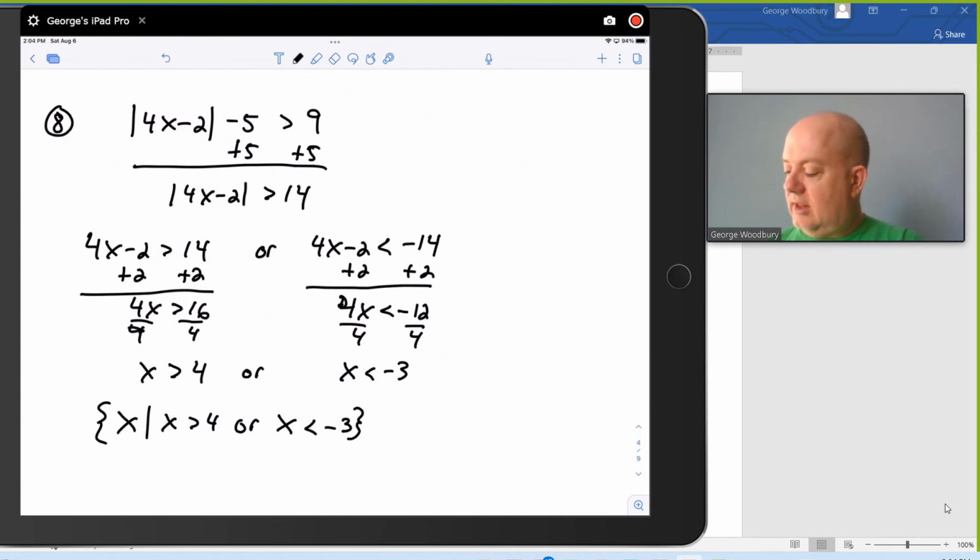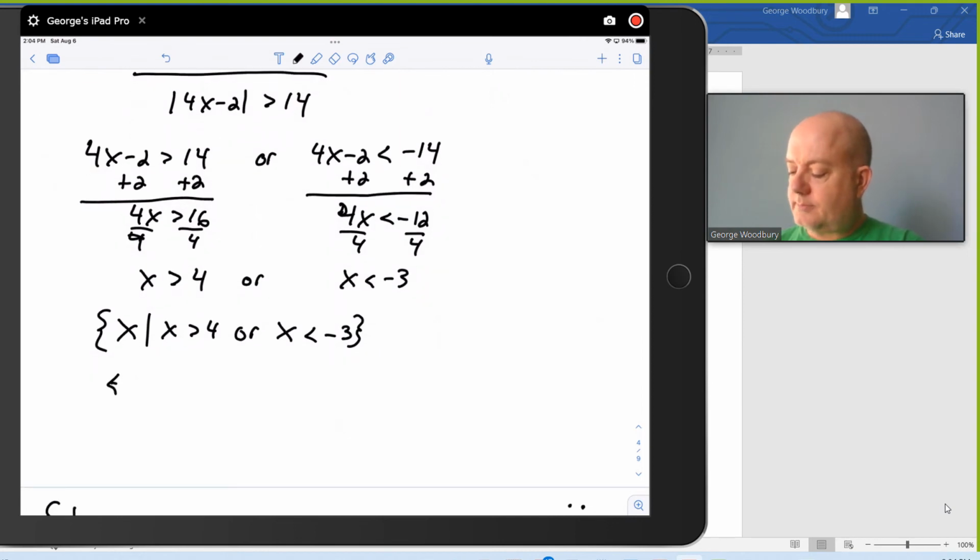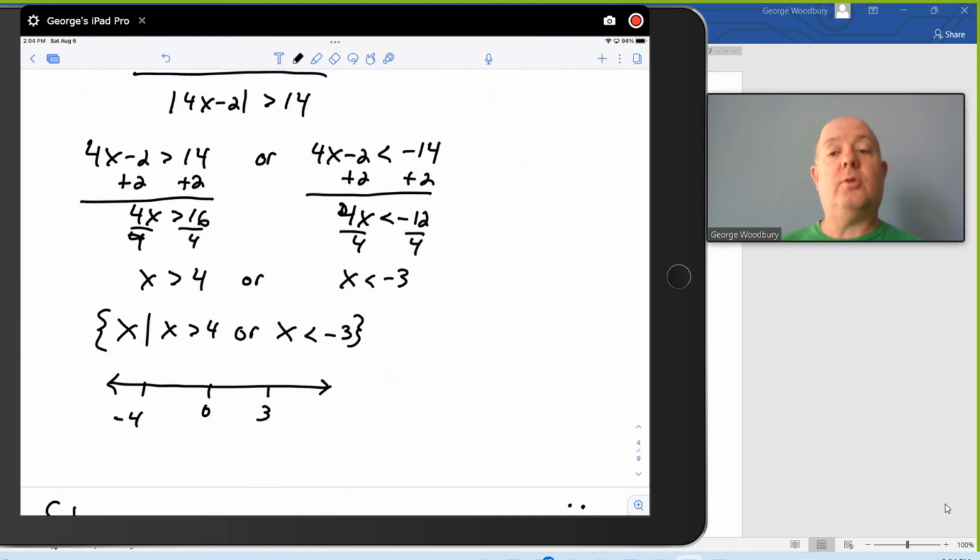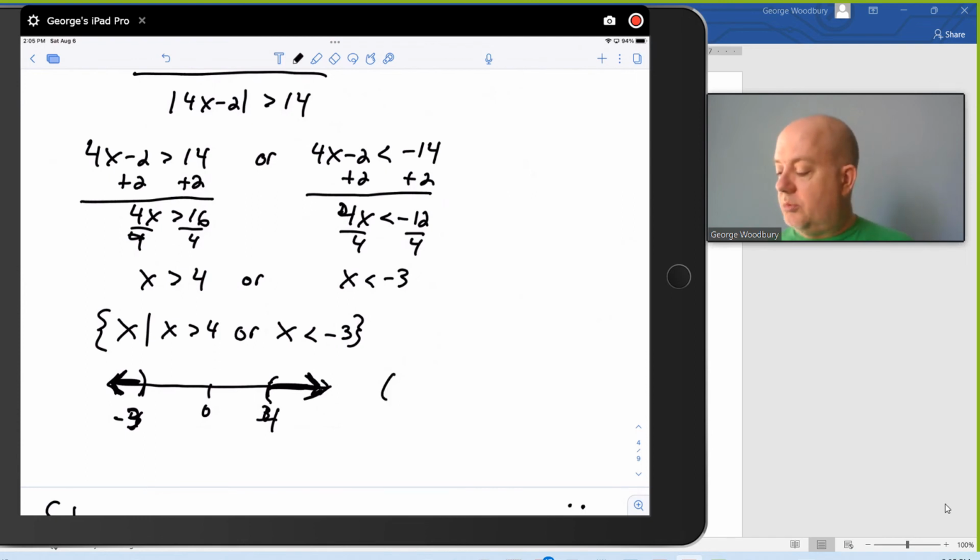Let's take a look at the number line. Here we're going to use round parentheses because there's no equal sign under the inequality sign, so the endpoints are not included. Ooh, I've got those backwards, huh? Negative 3, positive 4. So less than negative 3, parentheses, shade to the left of negative 3, greater than 4, parentheses, shade to the right. Okay. Interval notation, that would be negative infinity, comma, negative 3, union, 4, comma, infinity, all in parentheses.